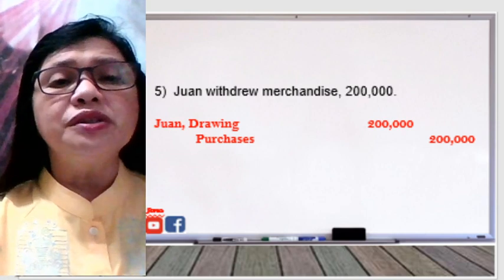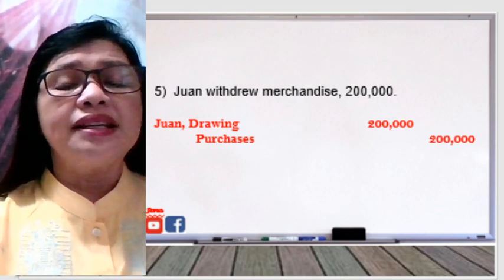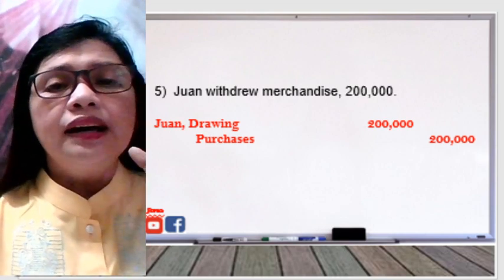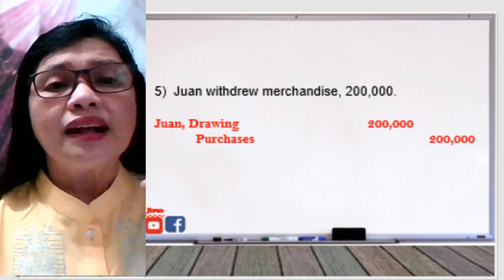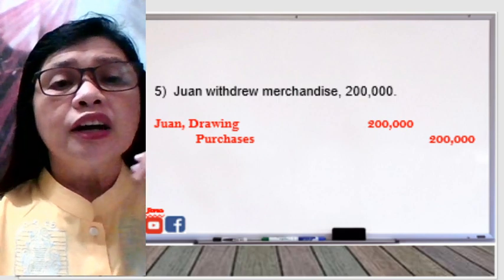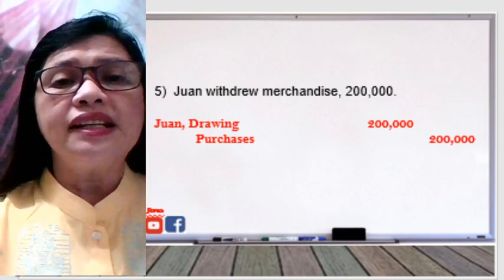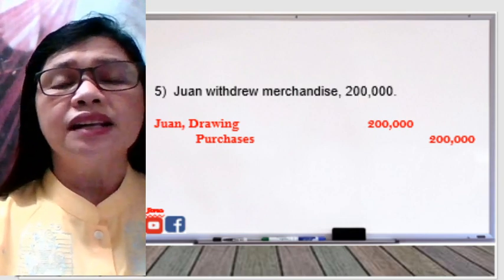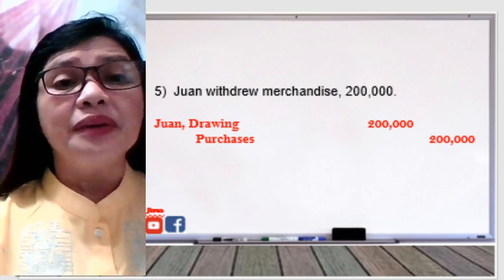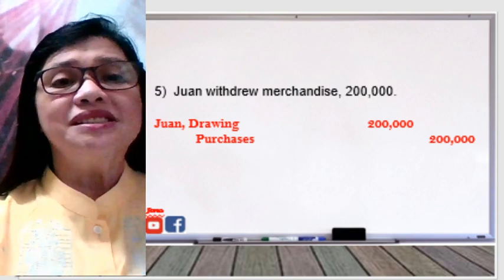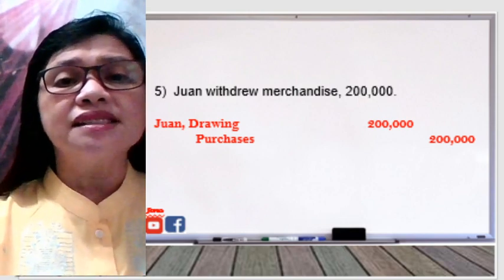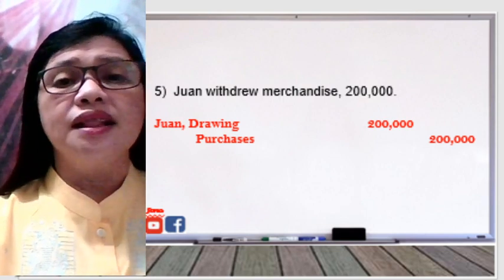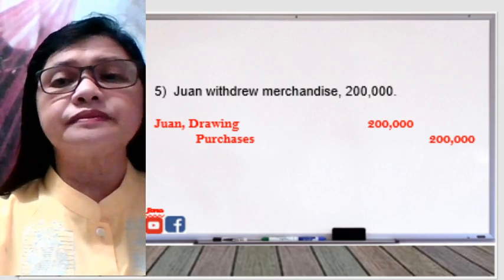But here, if you will notice, purchases was credited. Why did we credit purchases? Because we have to track the deduction in the cost of the purchases. So we credited purchases. This is an exemption to the rule, if you will notice. Because what are the contra purchases? We have the purchase discount and purchase returns. But in this case, we credited purchases because there was a withdrawal in the merchandise.